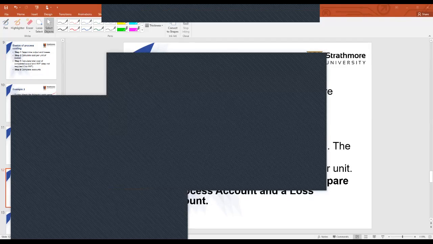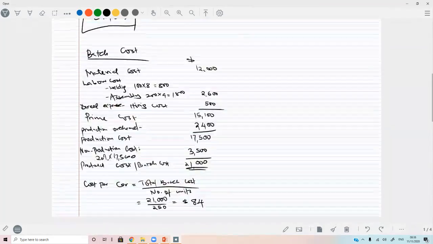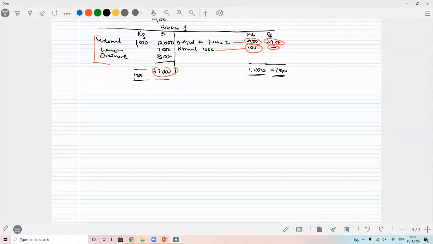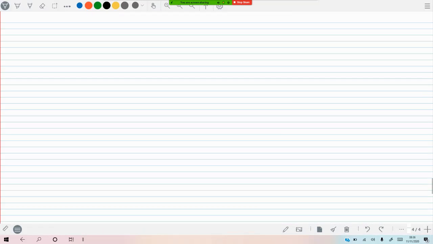So in this example, we have been told that we have a normal loss for which we can get some market value. We are told that the normal loss items can be sold at a price of $5 per unit. So that's where we need to begin our working. We can determine the amount to be received from the disposal of these normal loss items.